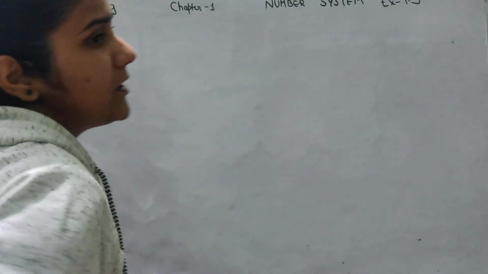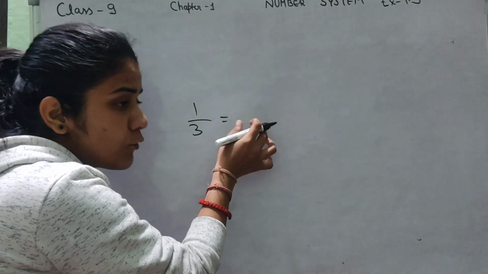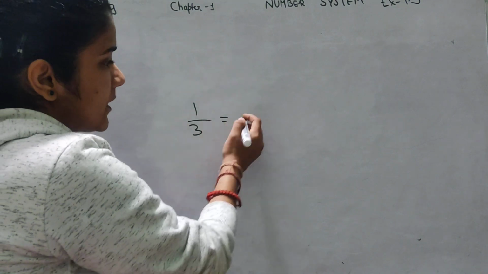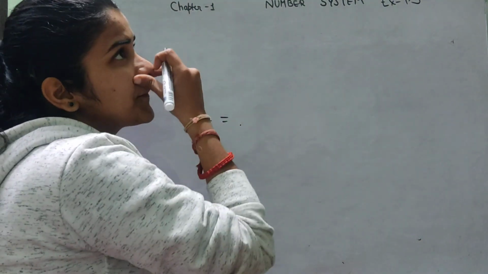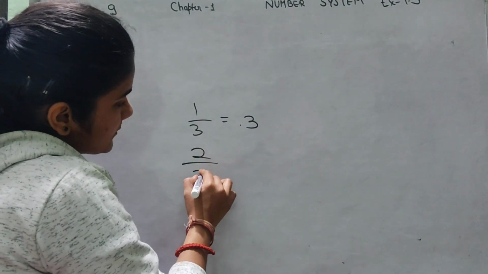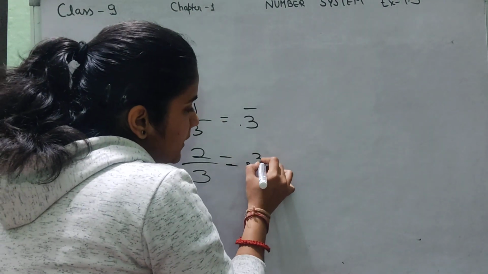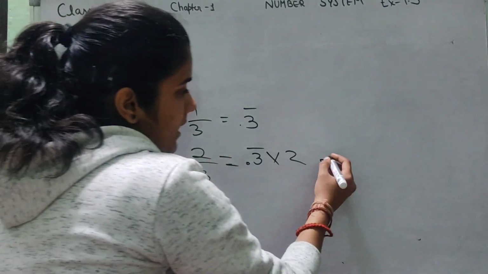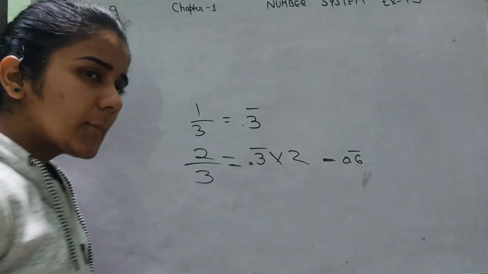Simply, any number divided by any number, the outcome is a multiple of these digits. For example, 1 by 3: increase a 0, it is 0.333, that is 0.3 bar. What if we need to take out the decimal for 2 by 3? I need to simply multiply 0.3 bar by 2. I got the answer, 0.6 bar. It's as simple as that.